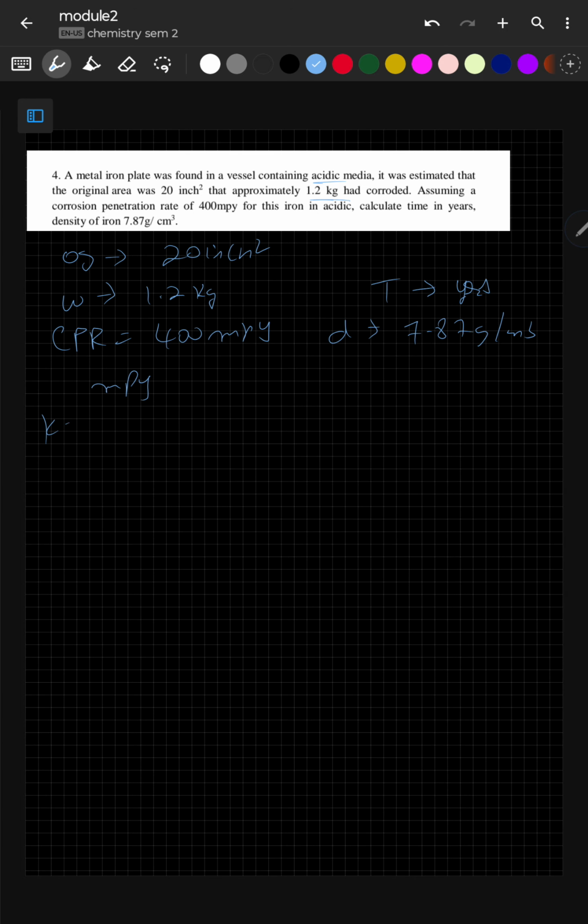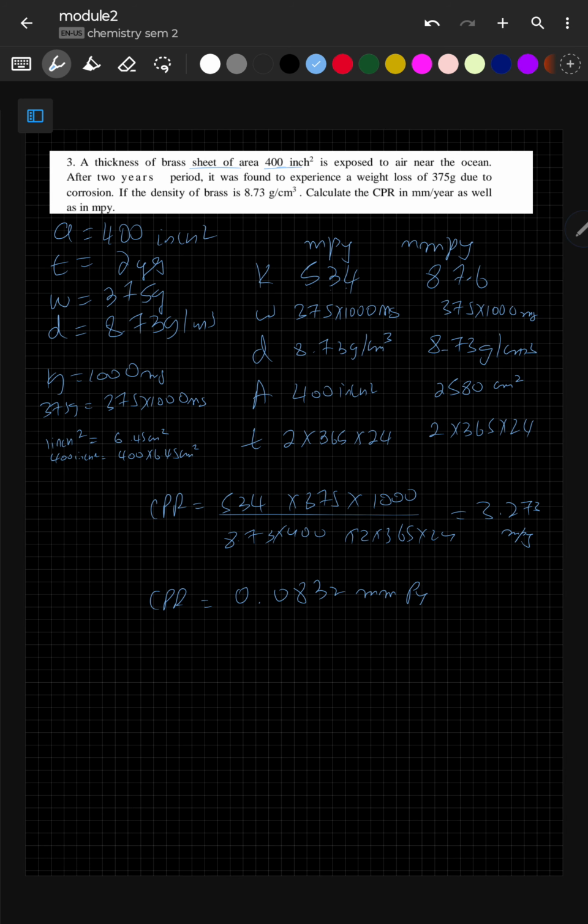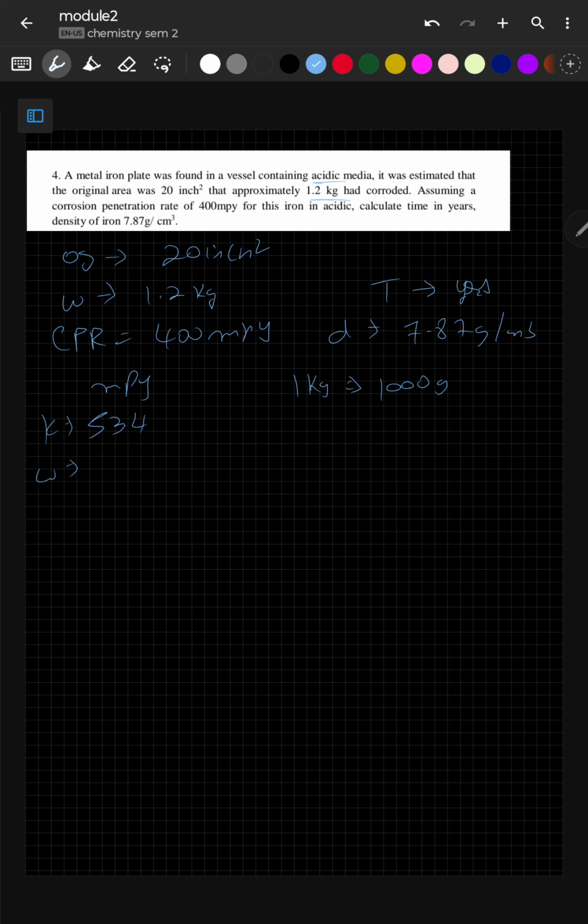For mpy I will just write K is 534. I'm getting 576 for some reason. 534. Weight 1.2 kg. It is supposed to be in milligrams, so I have to convert this. 1 kg is 1000 grams, and 1 gram is 1000 milligrams. So it will be 10 power 6. 1 kg is 10 power 6 milligrams. So 1.2 kg will be 1.2 into 10 power 6 milligrams.